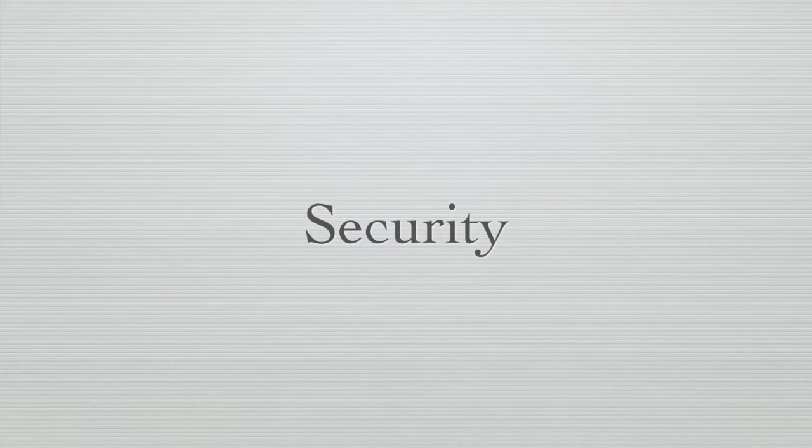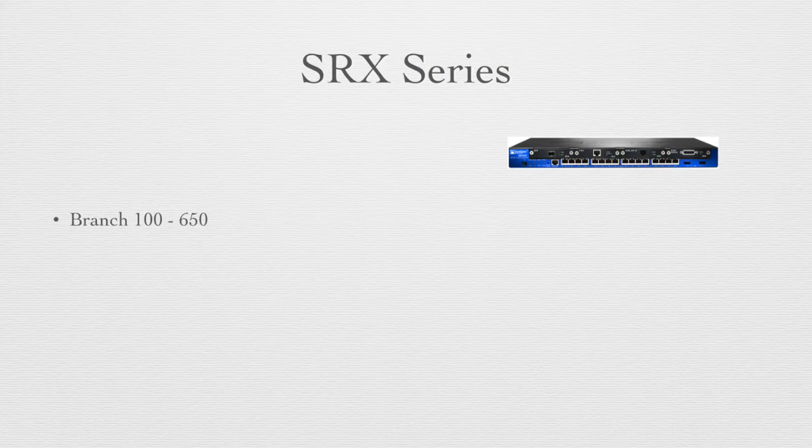Finally, we have our security category. The SRX series is the Junos security platform. This comes in two varieties. They have the branch series, which are 3 digits in their models. They range from 100 to 650. They are basic capacity, next generation firewall, stateful firewall inspection. That's for your basic services at branch locations.